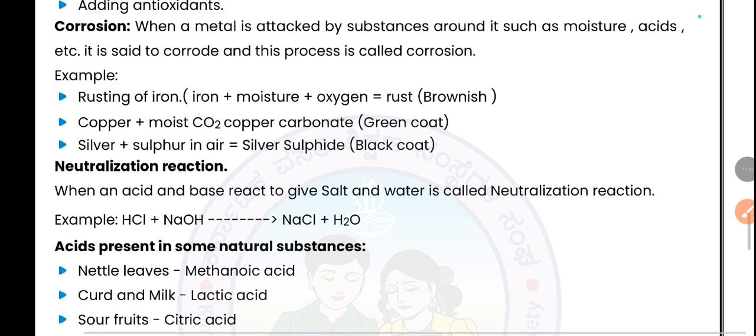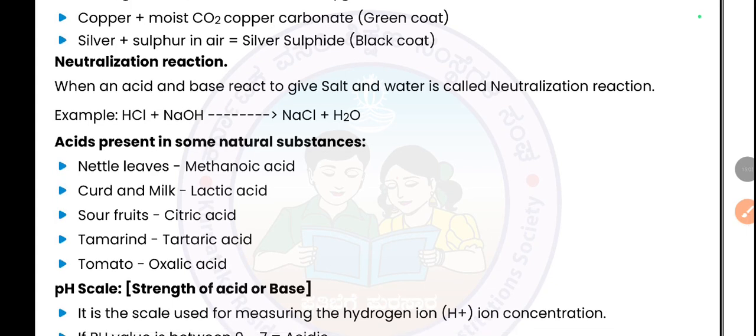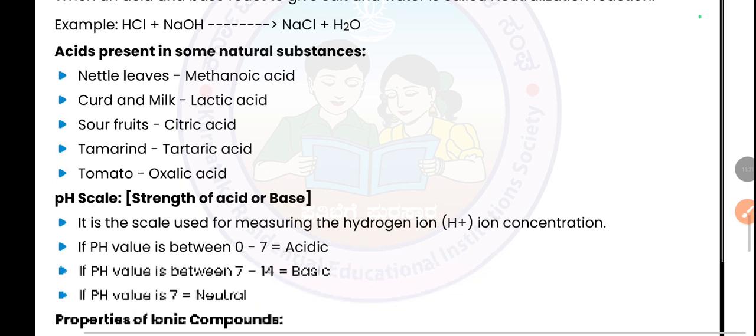The neutralization reaction: when an acid and base react to give salt and water, it is called a neutralization reaction. Example, hydrochloric acid reacts with sodium hydroxide. It gives sodium chloride and water. It's called a neutralization reaction. Then acids present in some natural substances. Nettle leaves, methanoic acid; curd and milk, lactic acid; sour fruits, citric acid; tamarind, tartaric acid; tomato, oxalic acid.